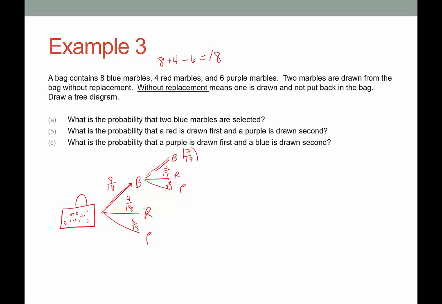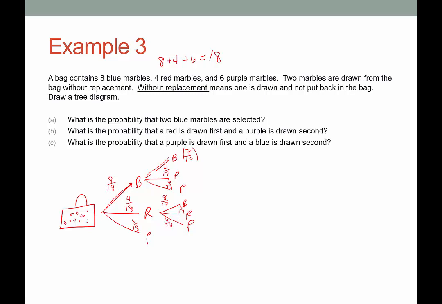Or we could select a red first. If we select a red first, we still have the opportunity of selecting a blue, a red, or a purple marble second. But in this case, there's still only 17 marbles, just like there was when we selected a blue first. But now we're missing one of the reds. So the probability that a blue is selected second after a red was selected first, there were 8 in the bag out of 17. There's 1 fewer red, so the red there's only 3 out of 17. And purple, there are all the purples, so it would be 6. I'm running out of space here.